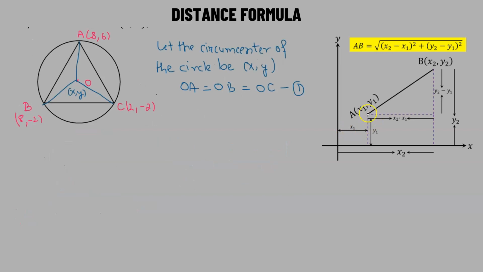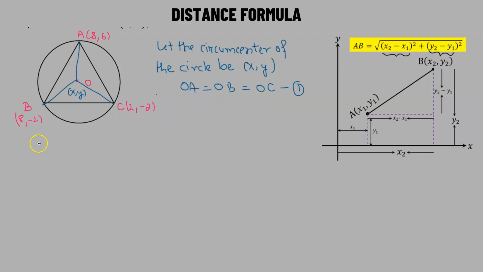If we have 2 points A and B, and the coordinates of both point A and point B are provided to us, then the distance between point A and B, which can be obtained by joining them by a straight line, can be obtained by using the distance formula, which is simply the square root of: first, the square of the difference of the x coordinates, added to the square of the difference of the y coordinates. So using this idea, we'll try to find out the value of OB, OA and OC.